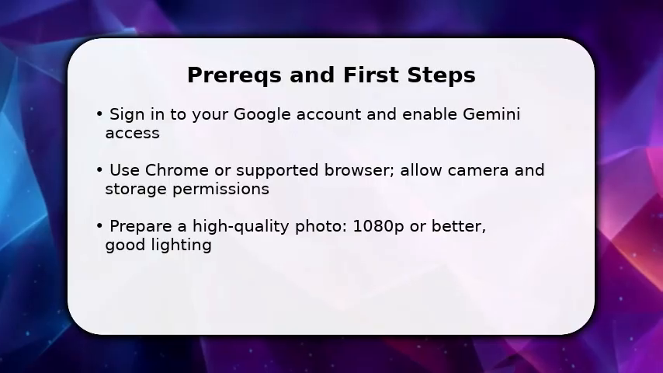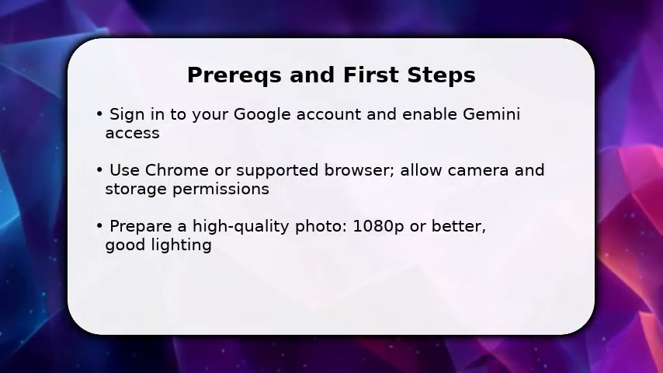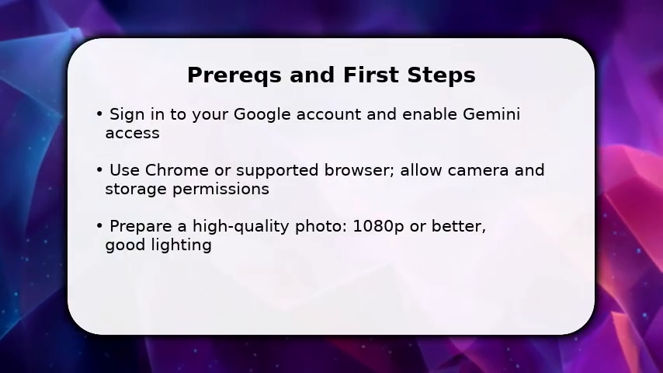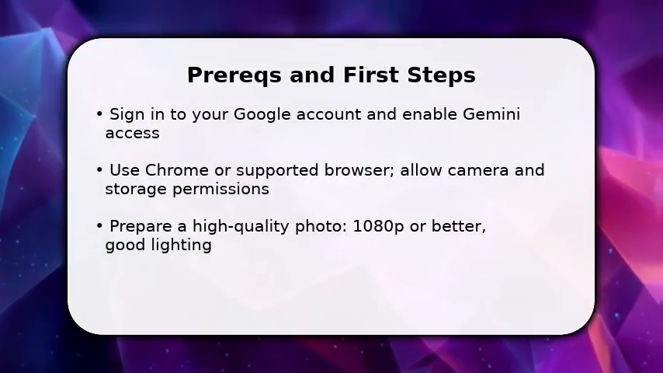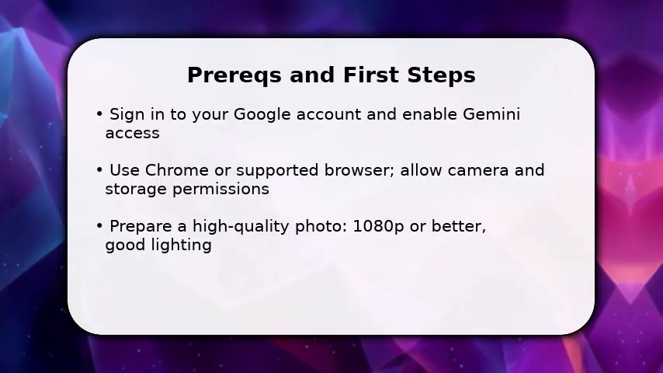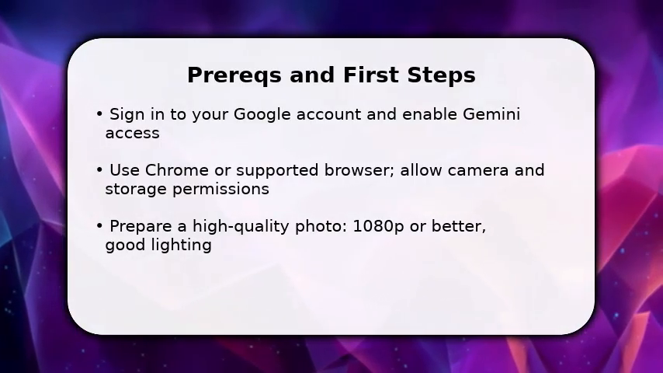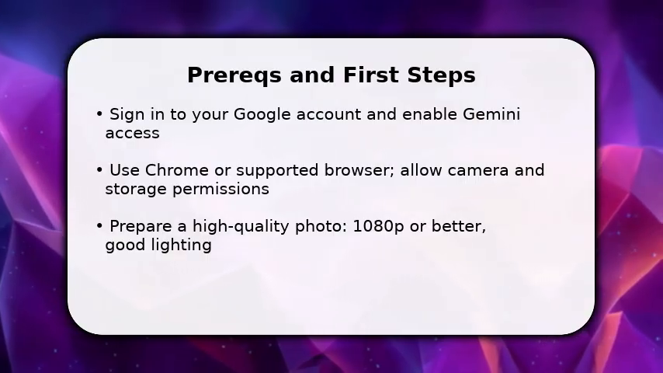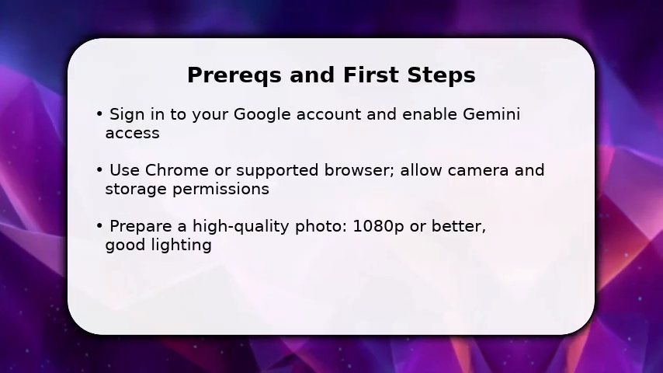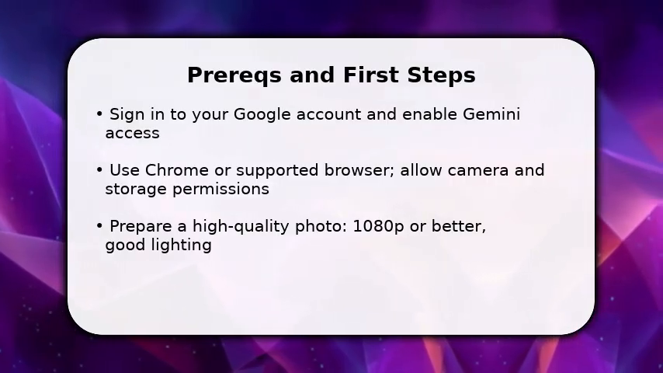Enjoy the video. You start by confirming access. Sign into your Google account and enable Gemini features. Once done, open a supported browser and allow camera and storage permissions so Gemini can read and write images. Make sure your photo is high quality, 1080p or better, and shot in even light.